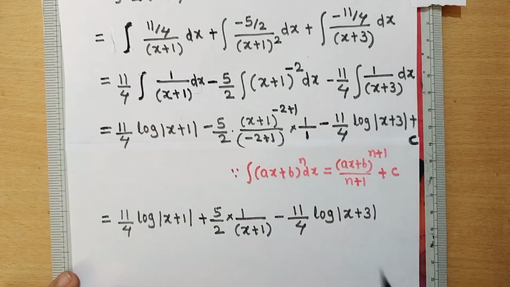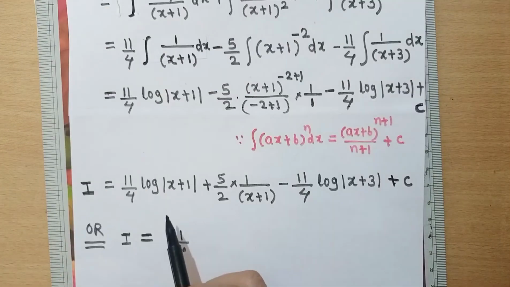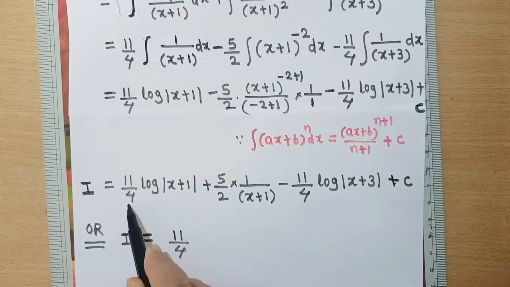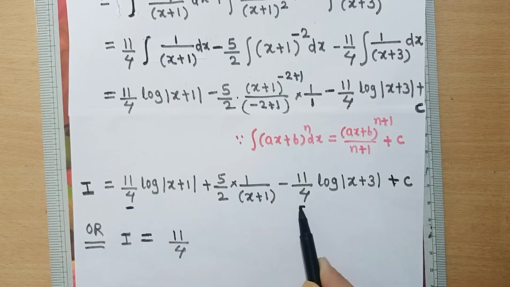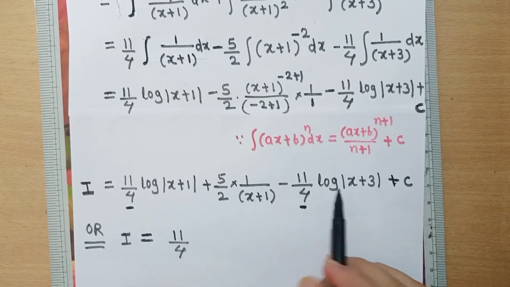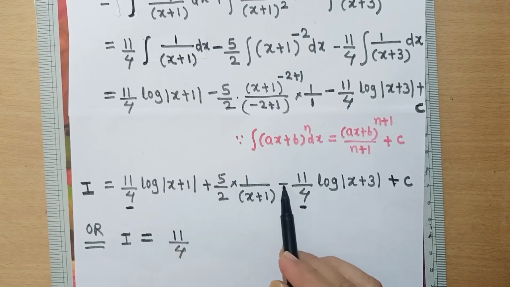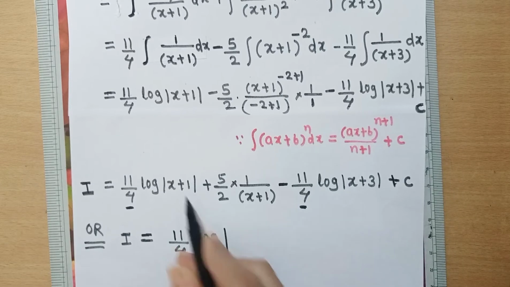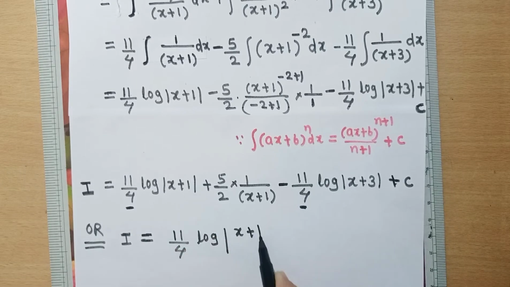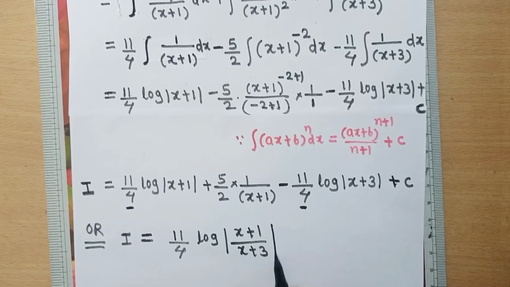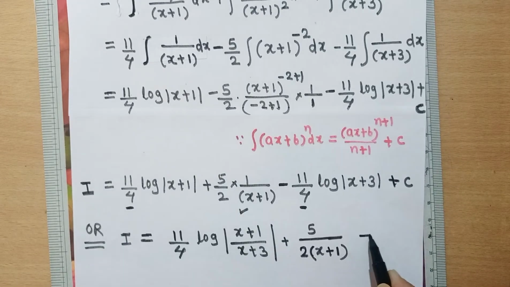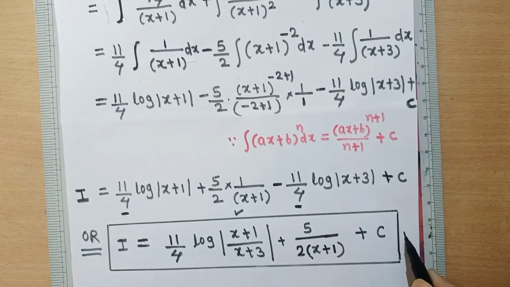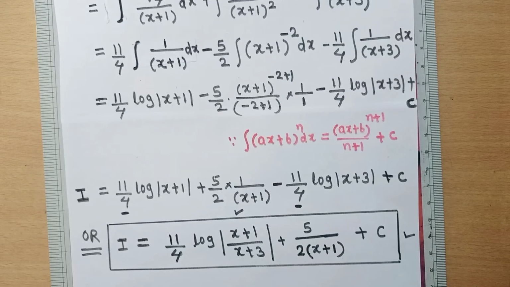Or again this can be written as 11 upon 4. This is common from these two, and there is subtraction, check here. So we will write log of mod of first x plus 1 upon this x plus 3, and this term as it is, and plus c is the final answer.